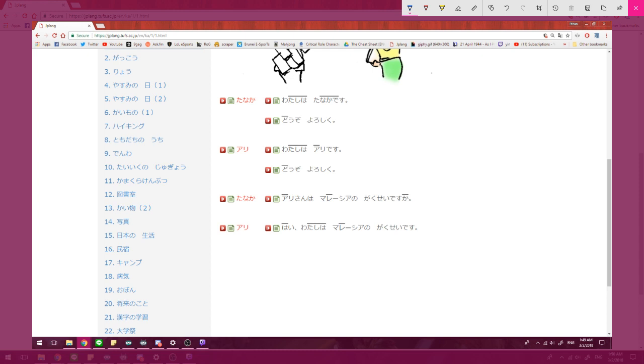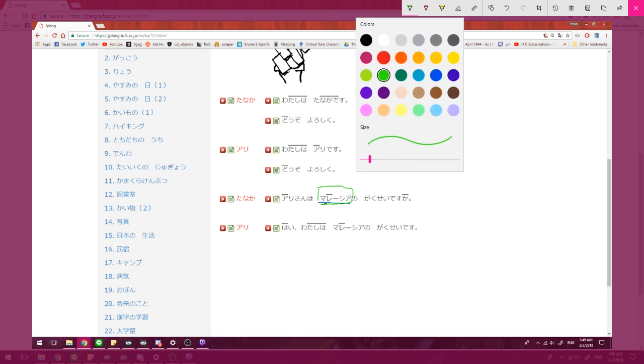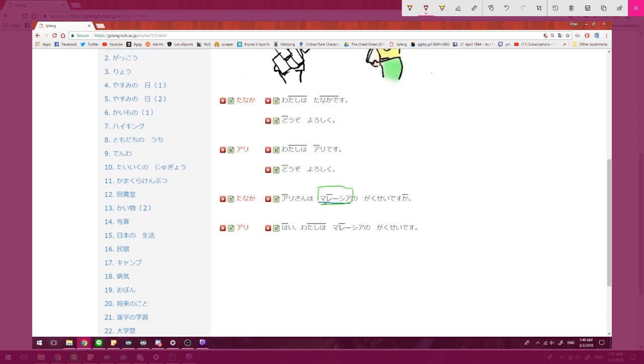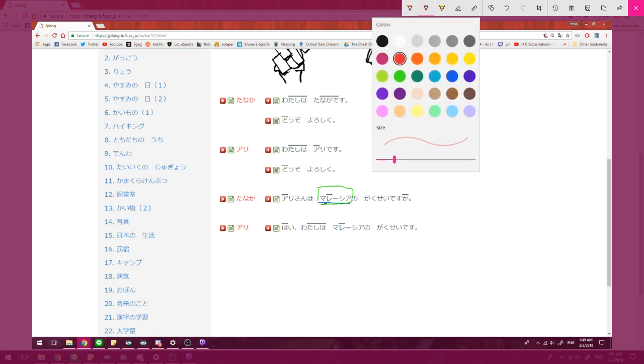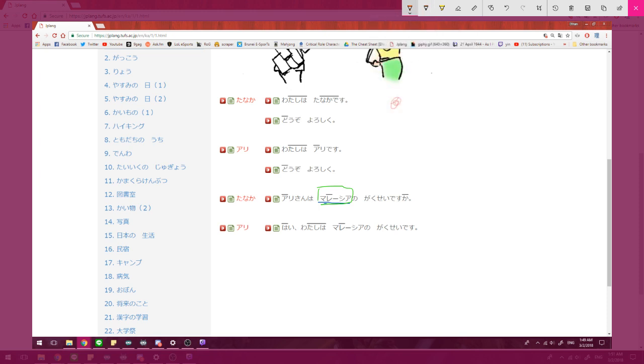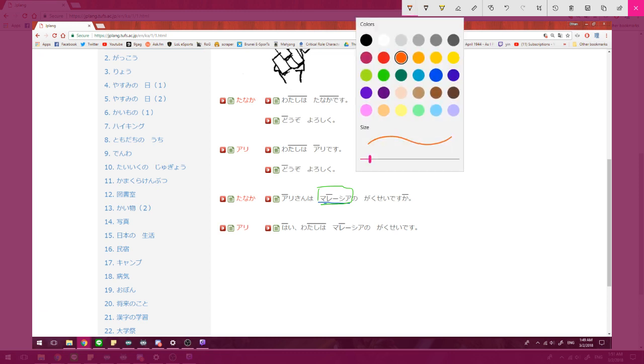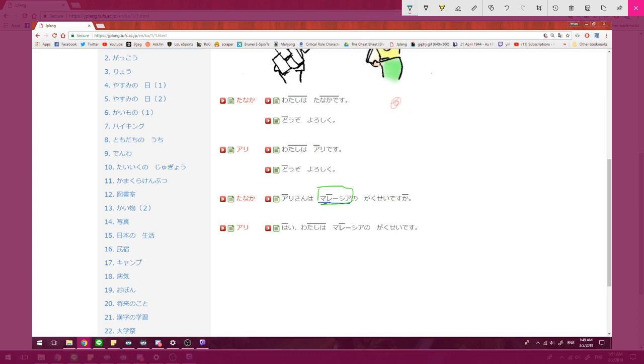So then Tanaka's like, Ari-san wa Malaysia no gakusei desu ka? So this word here, it's a lot of hiragana. Some of you might be like, oh, I've only learned katakana, I've only learned hiragana, what is this? Don't worry too much, okay? This website here uses a lot of katakana just because of the way it works. So don't panic too much about it. It's the best way I can say it, okay? I'm just choosing a nice color. I still think this color is better.